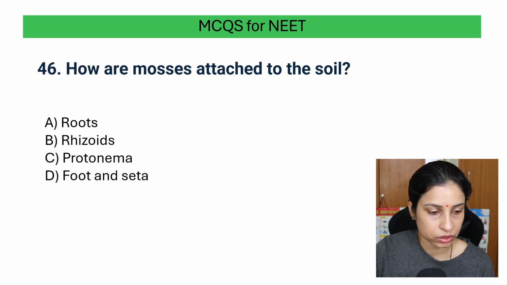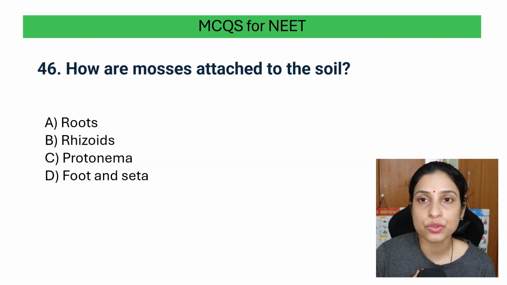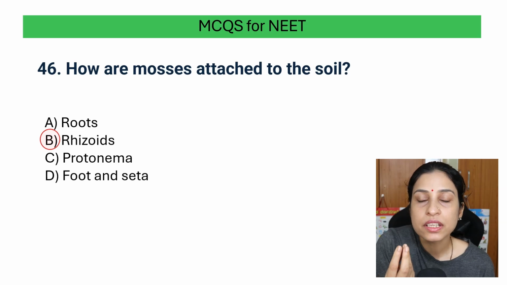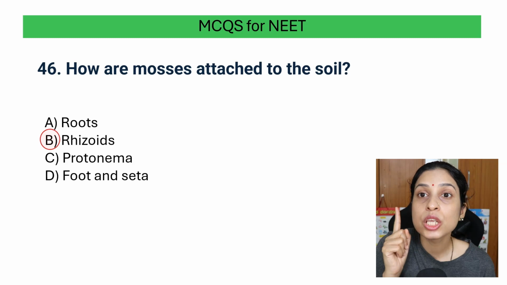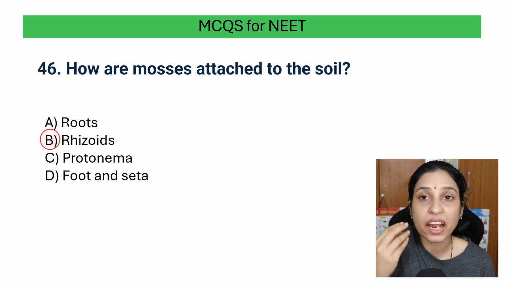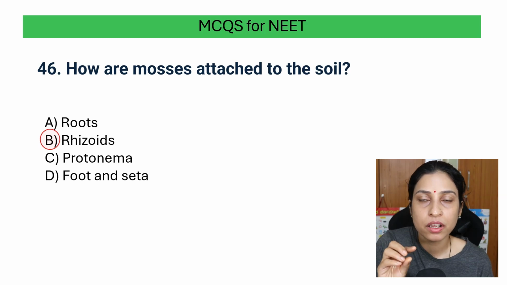Okay, next, how are mosses attached to the soil? They have a specialized structure that is known as rhizoid. In mosses, the rhizoids are multicellular, but in liverworts, the rhizoids are unicellular. This is the difference there. But for attachment, in both mosses and liverworts, rhizoids are helpful.